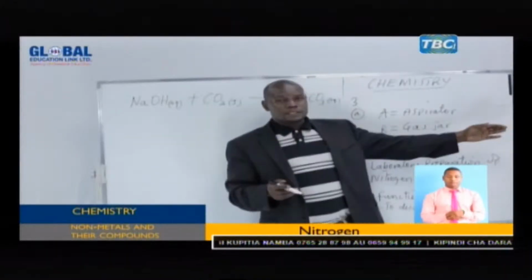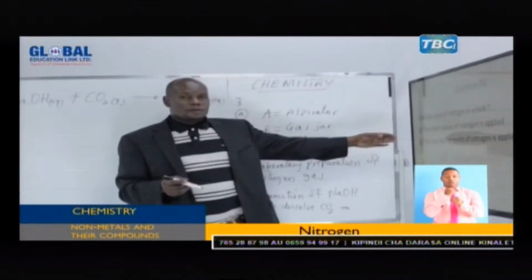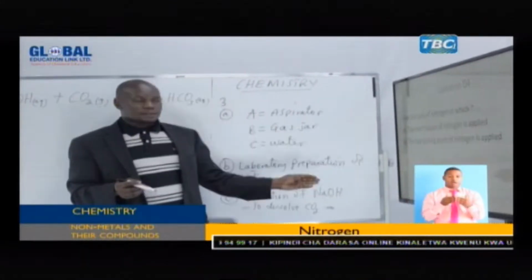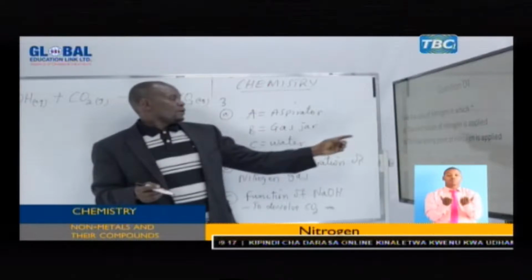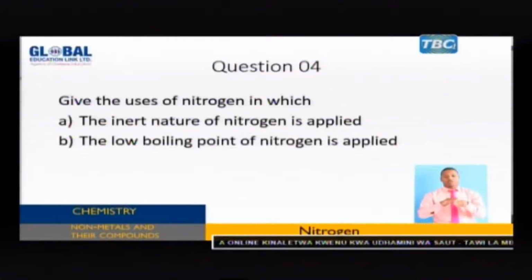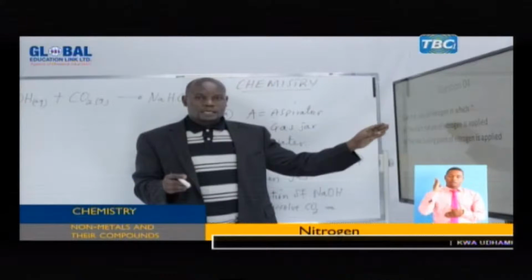We have an assignment question for you to do, to measure your understanding. Give the uses of nitrogen in which A, the inert nature of nitrogen is applied. So write it please. Give the uses of nitrogen in which the inert nature of nitrogen is applied. B, the low boiling point of nitrogen is applied. So this is an assignment for you.